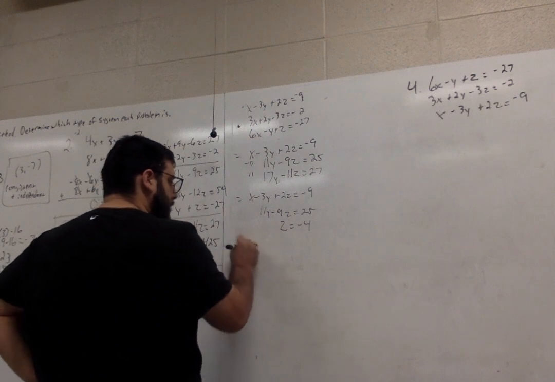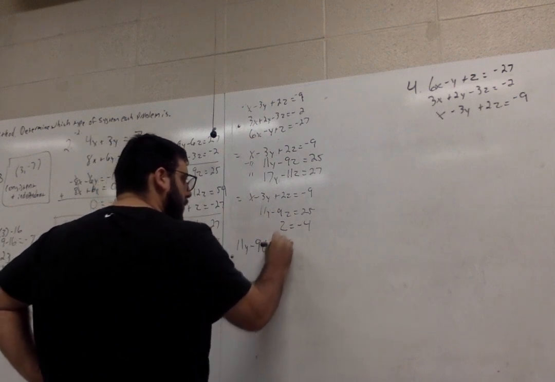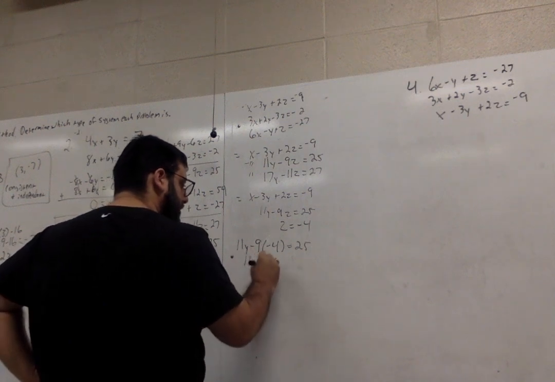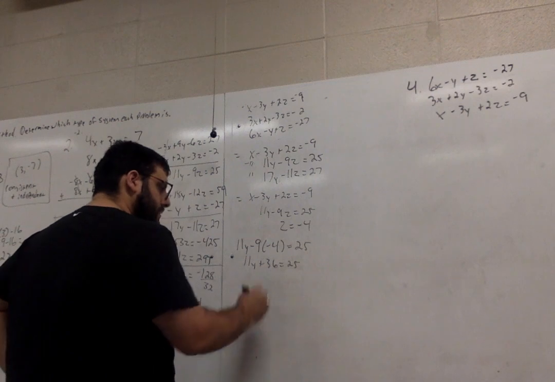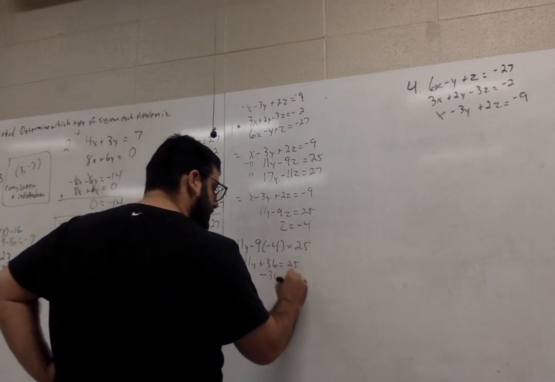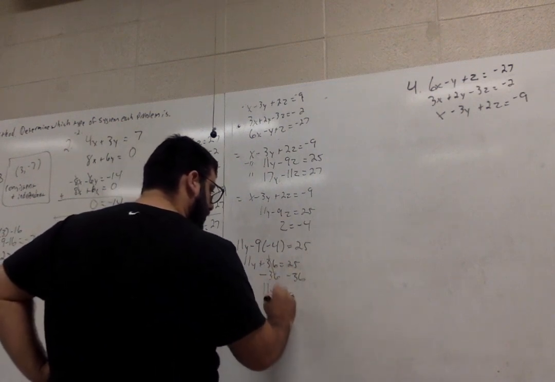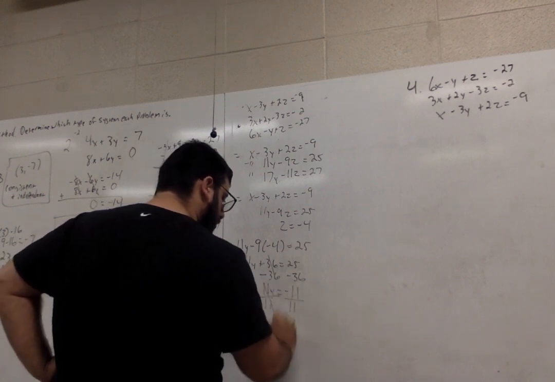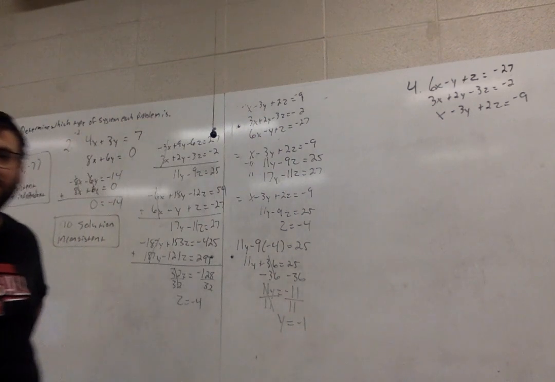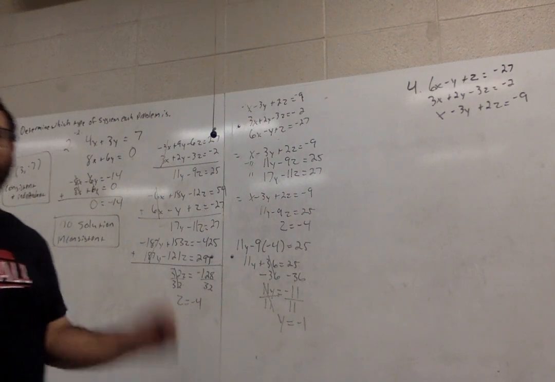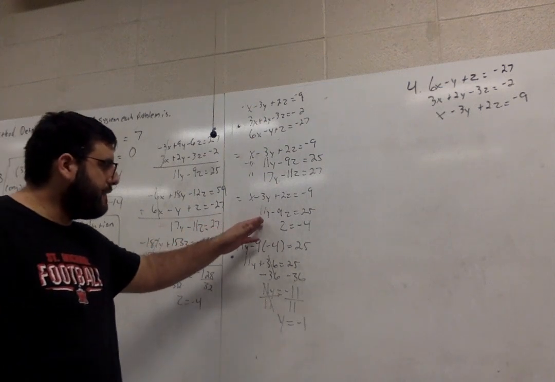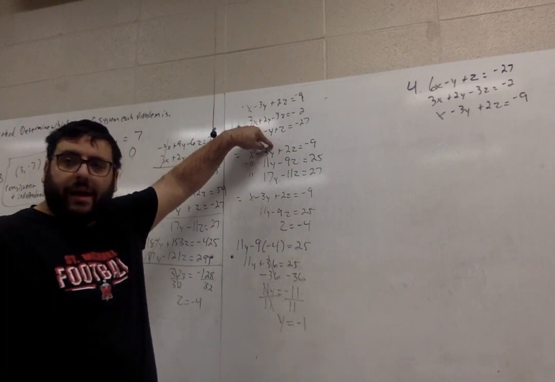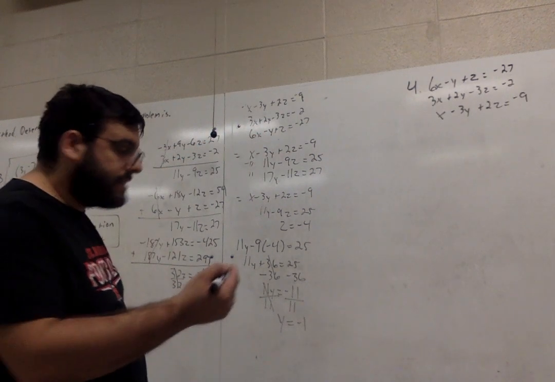So that's 11y minus 9 times negative 4 equals 25. So that's 11y. This is plus 36 equals 25. So I'm going to subtract 36 on both sides. 11y equals negative 11. Divide both sides by 11. Y is negative 1. Okay, so there's my other variable. So now I know that z is negative 4. Y is negative 1. I'm going to put those two in my first equation, and that's going to help me solve for x. All right.